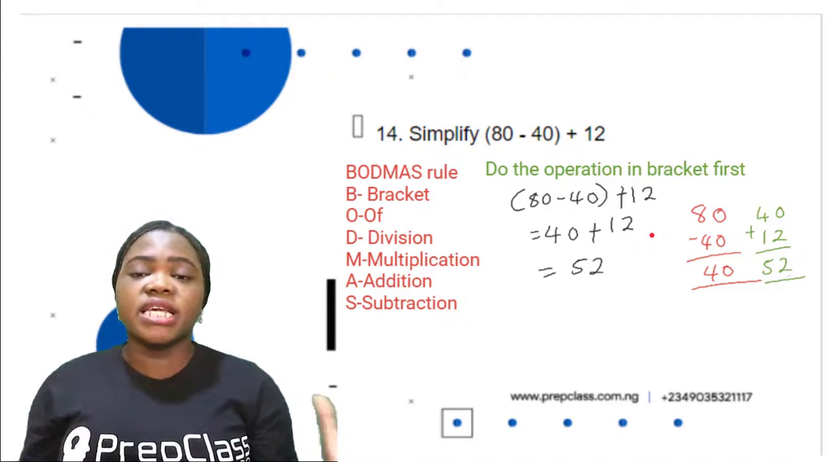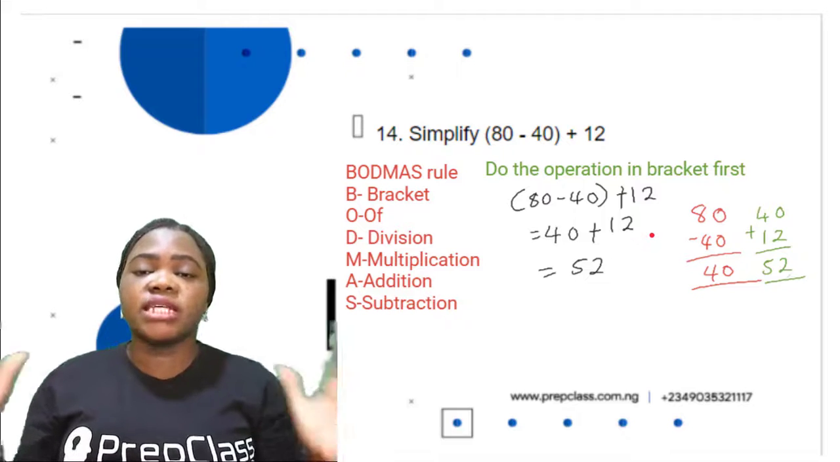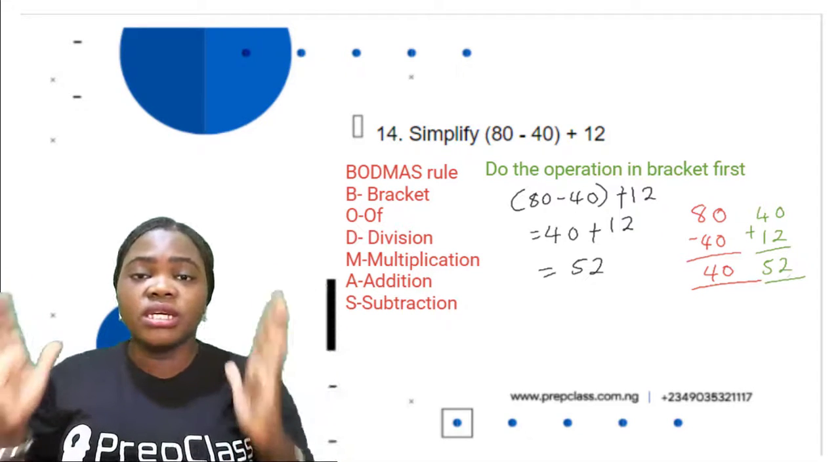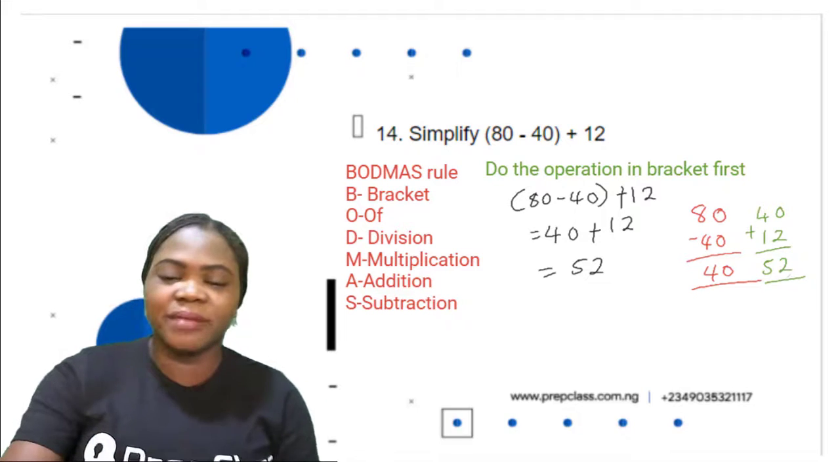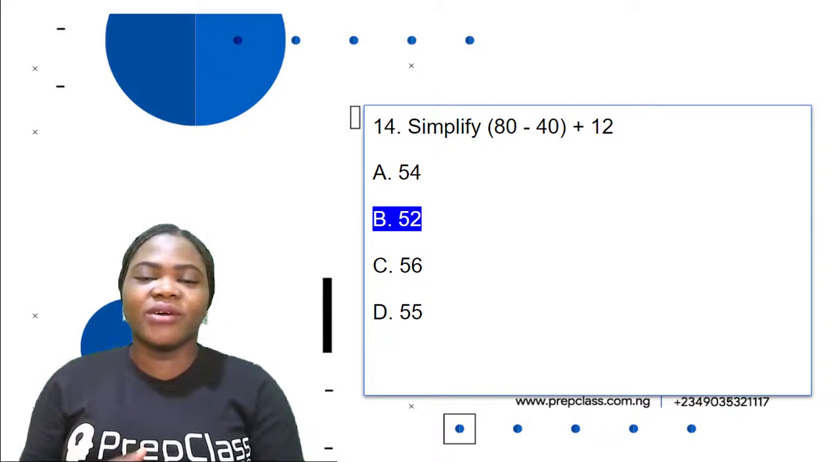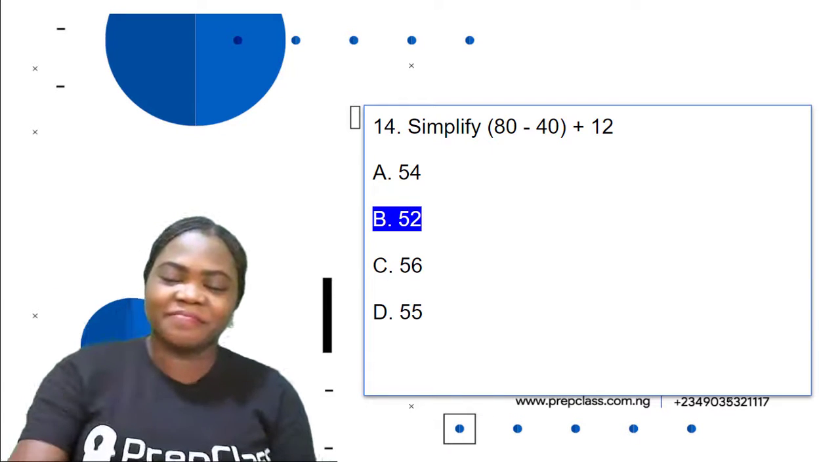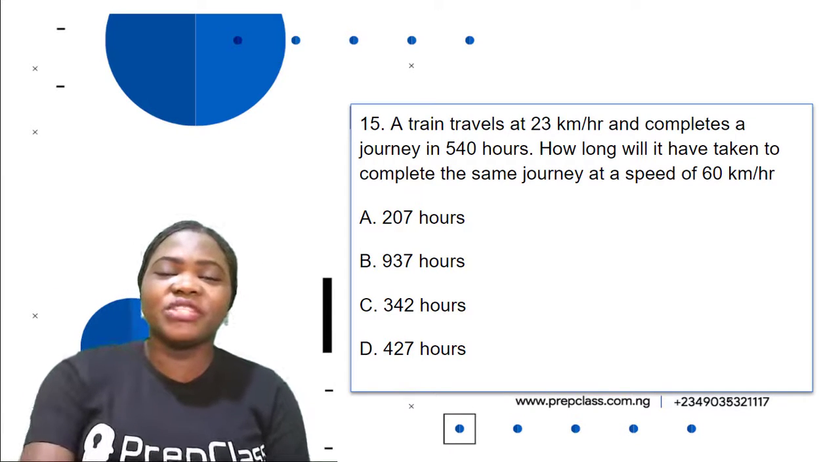So you can see this is very easy. 80 minus 40 in bracket plus 12 is 52. All you have to do is follow this BODMAS rule and you get your answer. So which of the options is correct? Option B is the correct option, 52. Check.